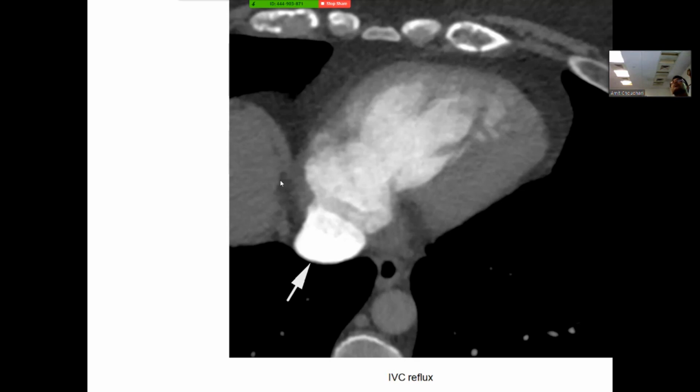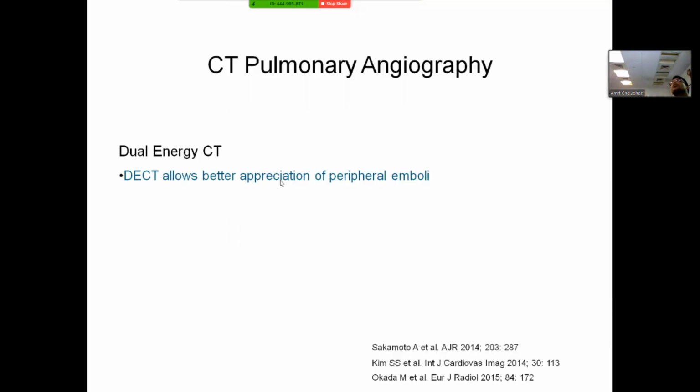Then comes the dual energy CT. We are not having it, might be having it after some time. I think it is under process, so we might get it. It is better for the peripheral emboli. Where the CT will get low, dual energy CT will have a good role. Because if the patient is symptomatic and we are not picking up, then at that time I think it has a very, very good role.